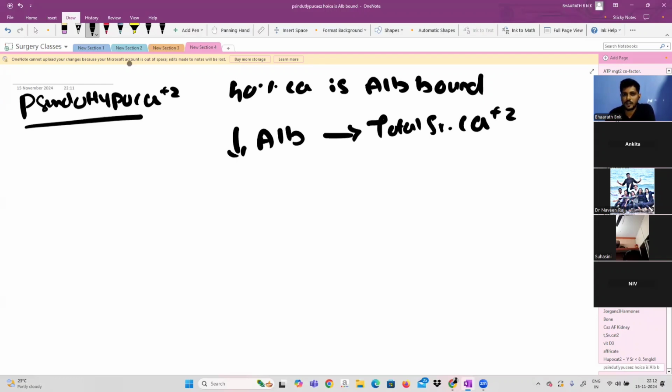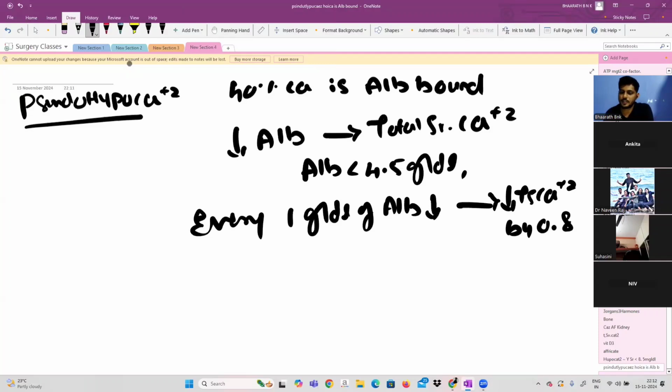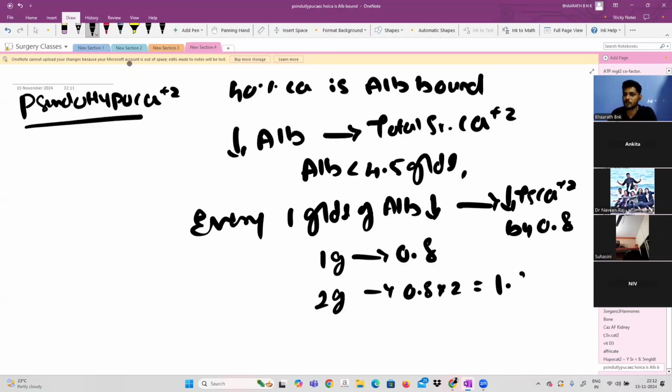Right? And whenever albumin is less than 4.5 gram per deciliter, every 1 gram per deciliter of reduction in albumin will reduce total serum calcium by 0.8. Right? Because it is bound to the albumin. So if the albumin of the patient is 3.5, so 1 gram is reduced, calcium would be reduced by 0.8. If it is 2.5, 2 gram is reduced, then it would be 0.8 into 2, which is reduced by 1.6.